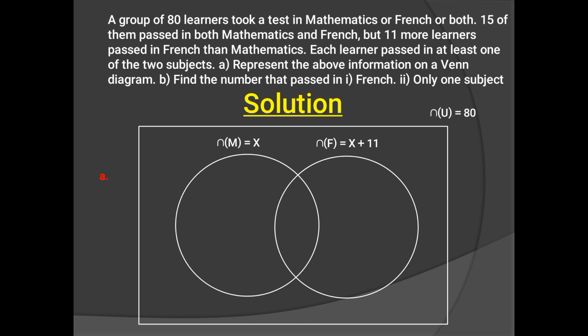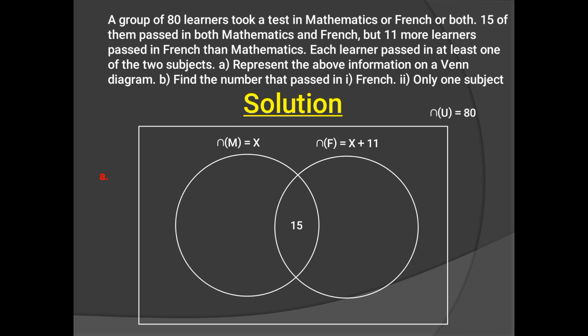As and when we solve the questions, we are going to come across some of these. I think I have an assignment at the end, and one of them has the "only". All right, so we continue. Now we begin to fill the remaining parts. We need our both, right? We know our both. The question said 15 of them pass in both. So let's put that there.